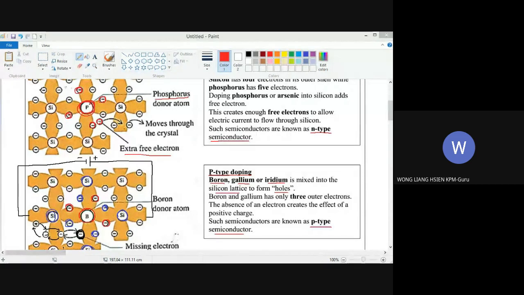Thank you for responding. Remember, the main thing that we want to understand until here is what a semiconductor is, and how we can change a semiconductor that is not a good conductor to become a good conductor. Okay, this is what we want to learn here.